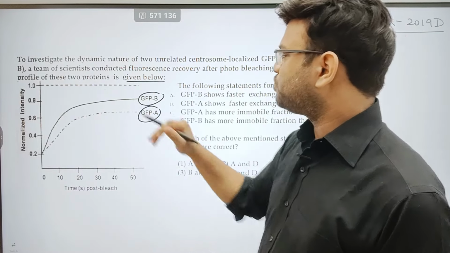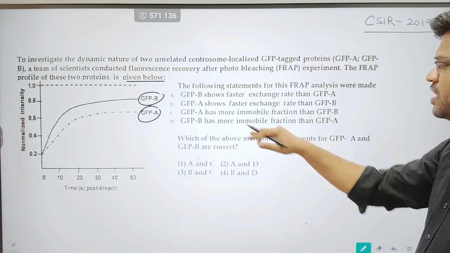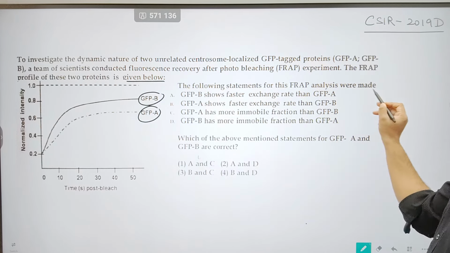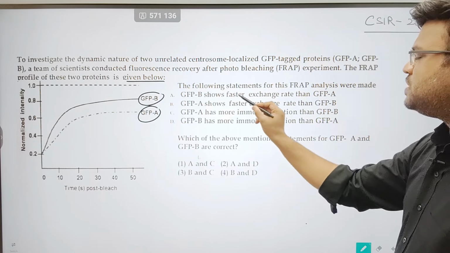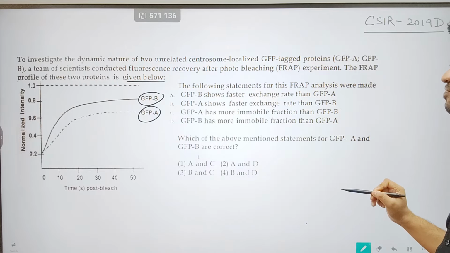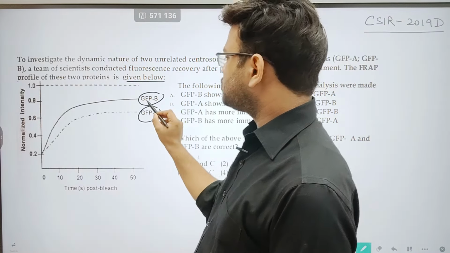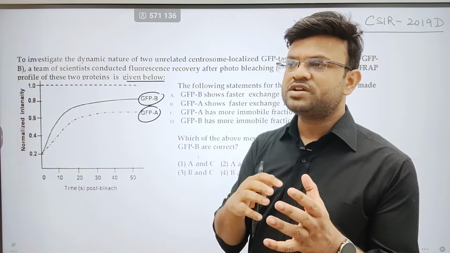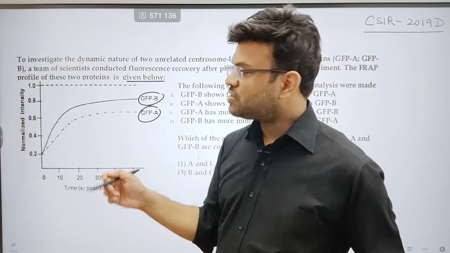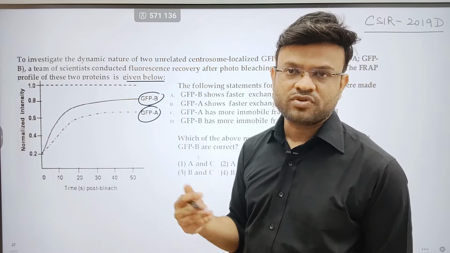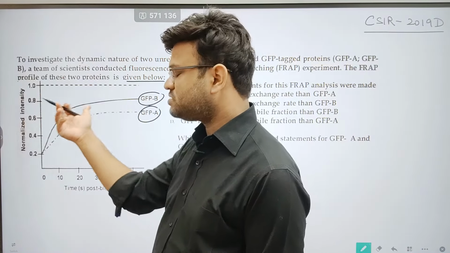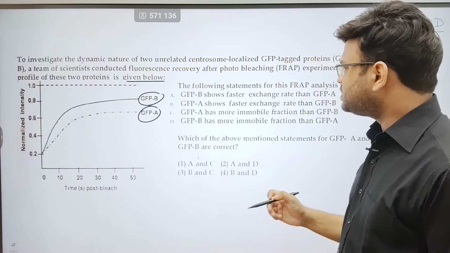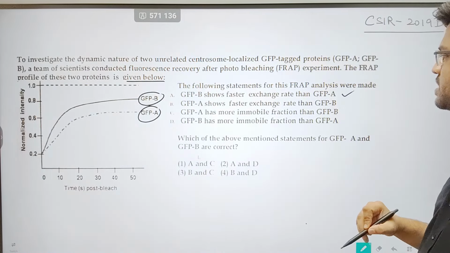So these are the FRAP profiles. Now you have to check which statement is correct. The following statements for this FRAP analysis were made. GFP-B shows a faster exchange rate than GFP-A. What do we mean by exchange rate? Exchange rate means fluorescence recovery. So obviously GFP-B has a faster fluorescence recovery than GFP-A. This is obviously shown by the graph. So I think this option A is correct.